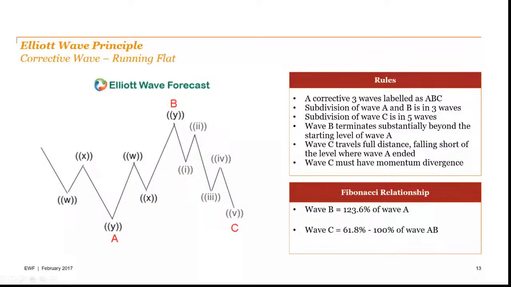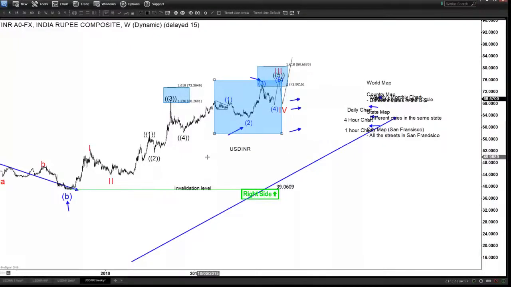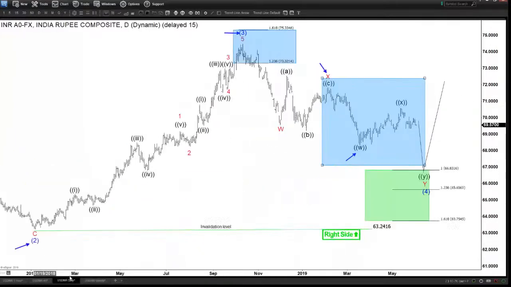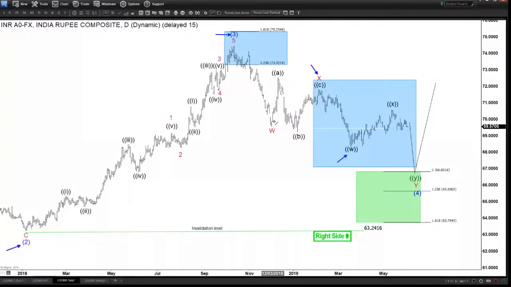Now this is an example of, anybody remembers the 3 different flats that we're talking about? What is this type of flat here? So you got a B breaking the beginning of A, and then the C does not break more than the A. We got 3 types, right? Regular, expanded, and running flat. Which one out of the 3 is that thing?